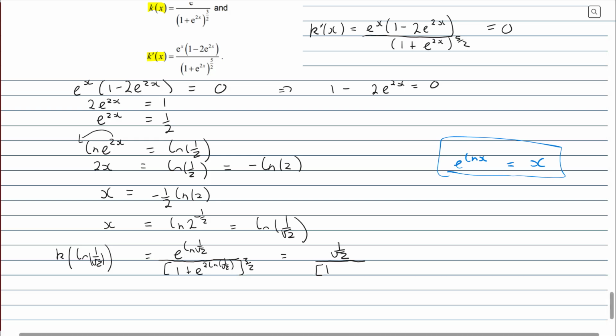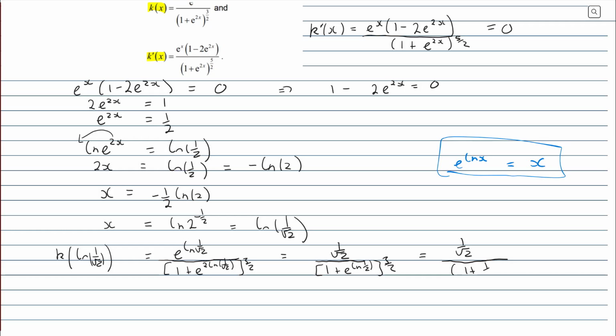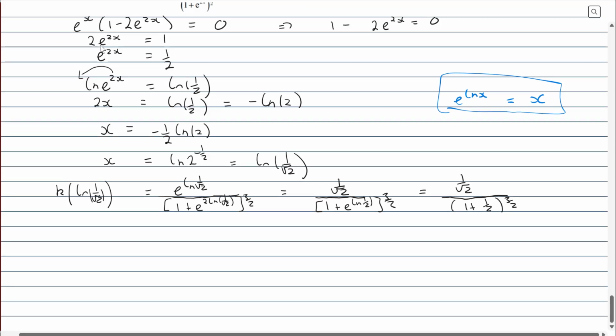So I'll just write out every step here. 2 ln 1 over root 2. Well, that's just e to the ln 1 over root 2 all squared. So that's just 1 over 2. And then all of that to the power of 3 over 2. And then that is going to be equal to 1 over root 2. And just using that identity again, e to the ln x is x, I'm going to get in the denominator 1 plus a half to the power of 3 over 2, and you might be thinking already, this is starting to look exactly the same as the previous part, part C.